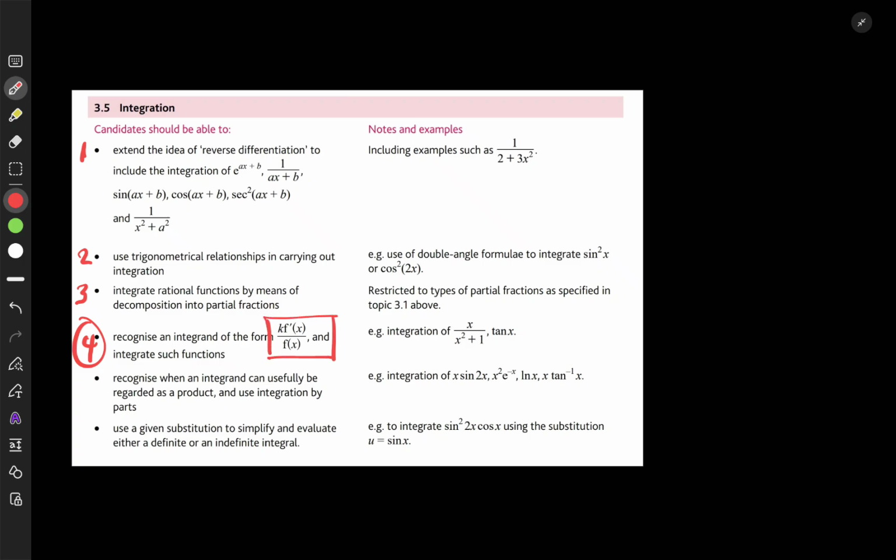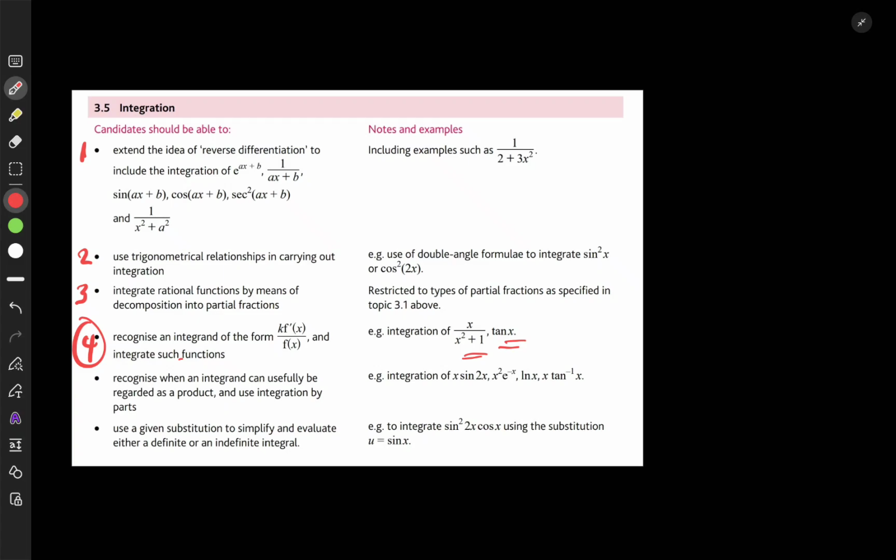Okay? This form. In other words, an integrand is something which we are about to integrate. Okay? Right. And they say and integrate such functions. So let's work through this. We want to be able to integrate something in this form, and here are the examples they've given us.